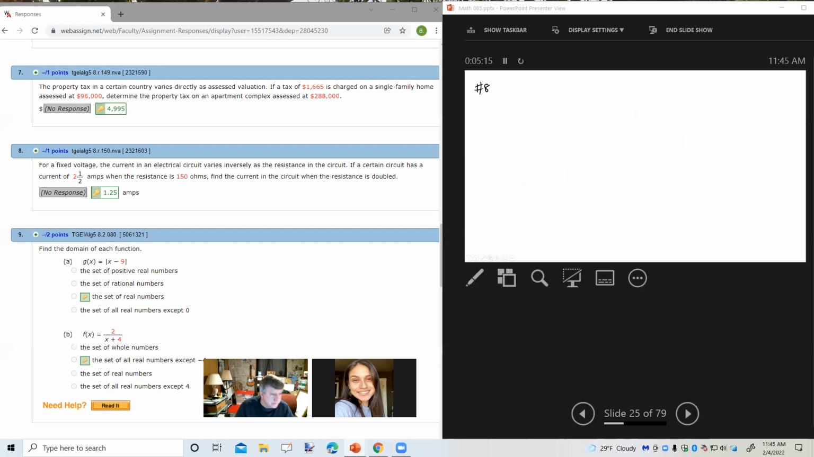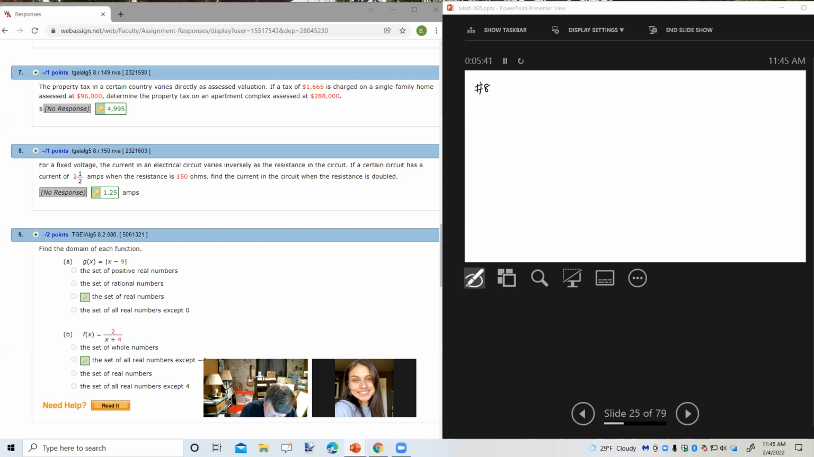Similar situation. For a fixed voltage, the current in an electrical circuit varies inversely as the resistance in the circuit. If a certain circuit has a current of 2.5 amps, when the resistance is 150 ohms, find the current in the circuit when the resistance is doubled. Okay. So the voltage is fixed throughout this problem, so we don't need to do anything with that.